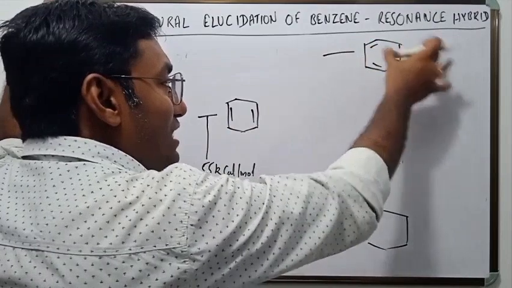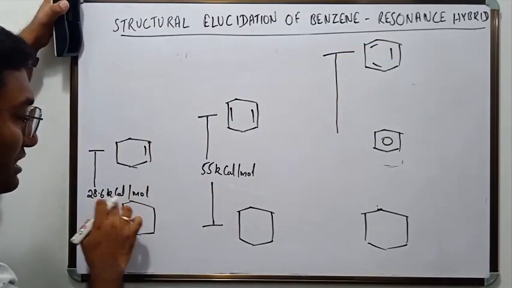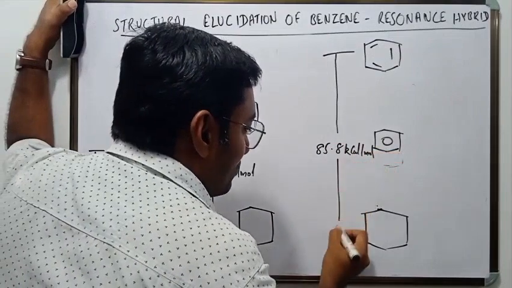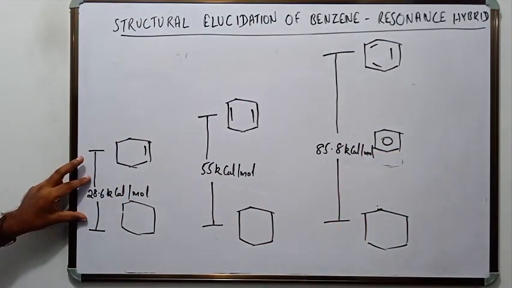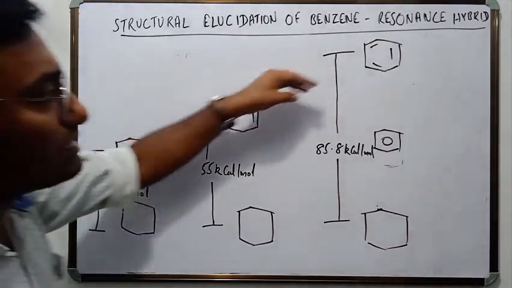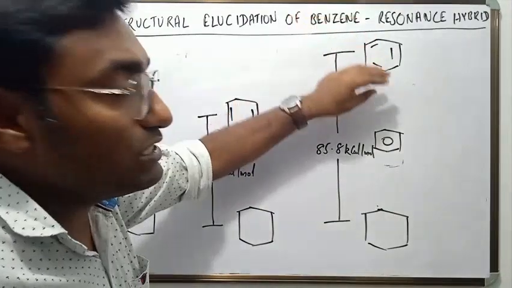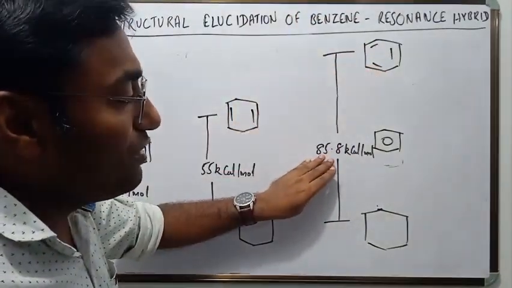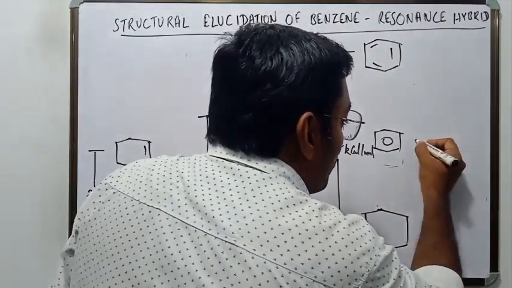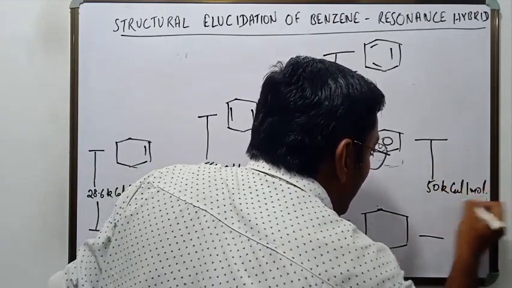Okay, so for cyclohexatriene, if you are looking at the heat of hydrogenation, if you are calculating from these two, that would be 28.6 into 3. So that will come to 85.8 kilocalorie per mole. So that is expected, right? For cyclohexene, it is 28.6 kilocalorie per mole. Then for cyclohexadiene, obviously it will be double of it. And if there is a structure like this cyclohexatriene, which there is not, but if there is a structure like that, as Kekule proposed, then the heat of hydrogenation would be 85.8 kilocalorie per mole. But when we actually did it in the lab, the heat of hydrogenation is only 50 kilocalorie per mole.